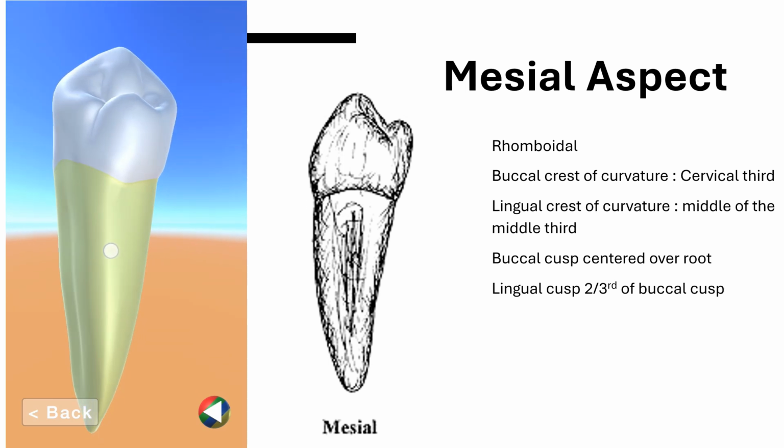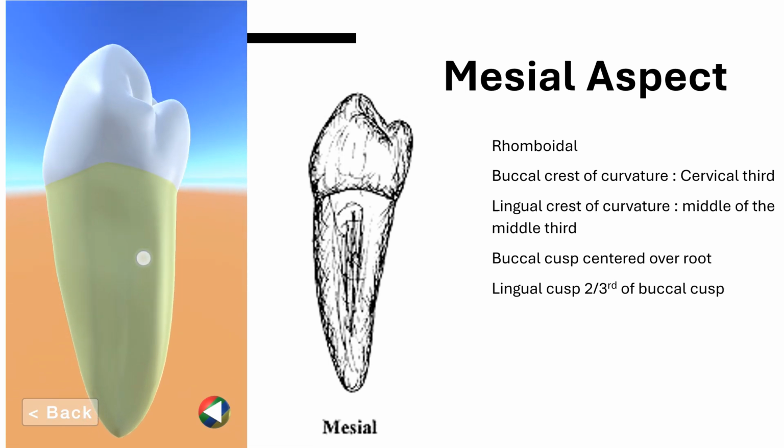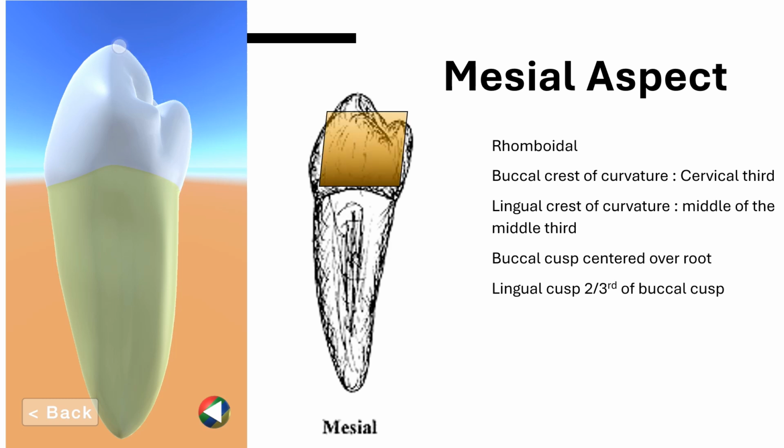Now let's look at it from the mesial aspect. The mesial aspect shows a typical rhomboidal appearance. This rhomboidal appearance is because of a difference in the crests of curvature on the buccal and the lingual aspect. The crest of curvature on the buccal aspect is in the middle of the cervical third, whereas the crest of curvature on the lingual aspect is in the middle of the middle third, which is much higher placed. That gives an idea that the whole crown is curved lingually.